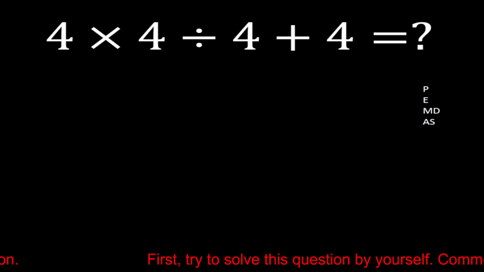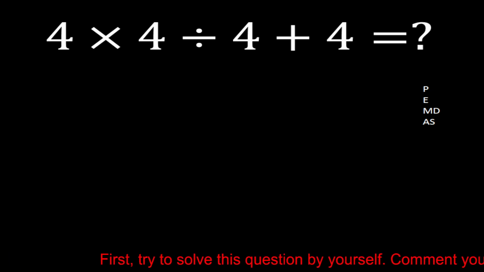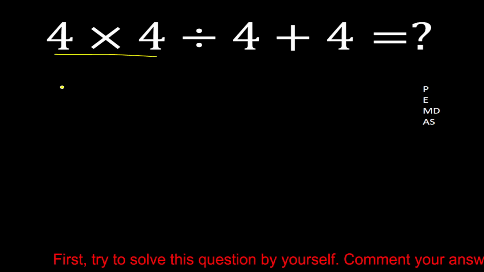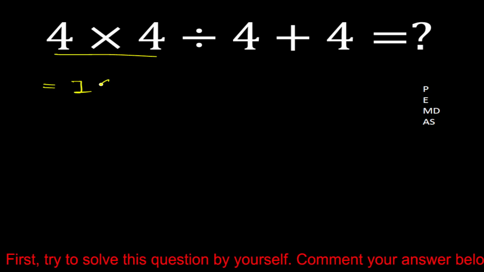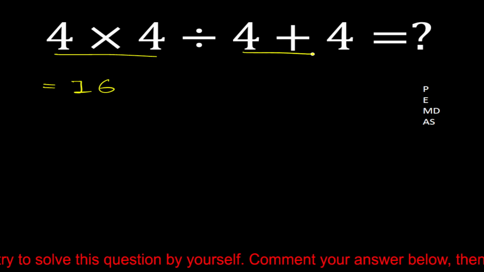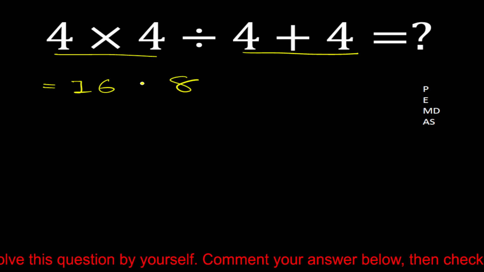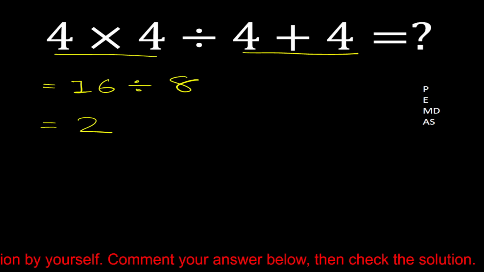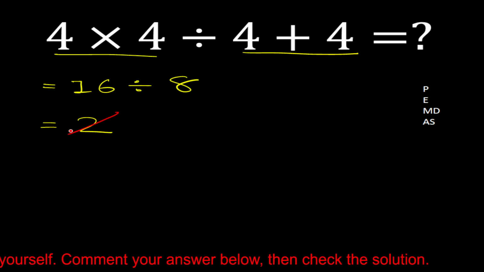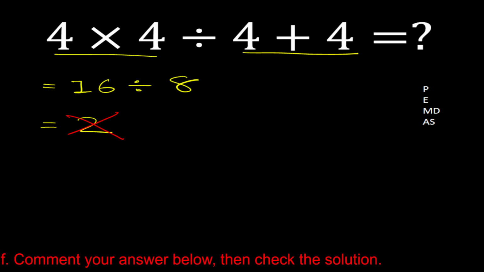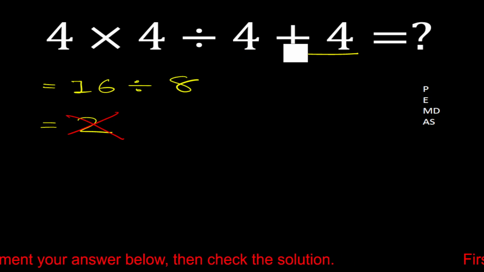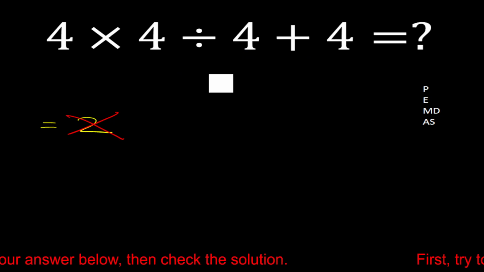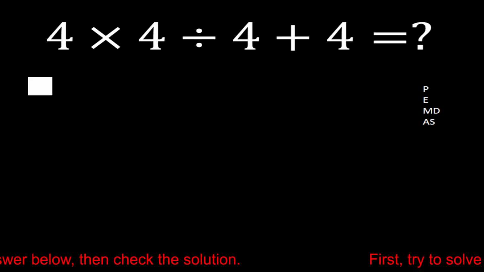Most people solve this question like 4 multiply 4 is equal to 16. Then 4 plus 4 is equal to 8. Now 16 divided by 8 is equal to 2. Okay, but this answer is not correct. This answer is completely wrong. So now let's solve this problem correctly by using the PEMDAS rule.